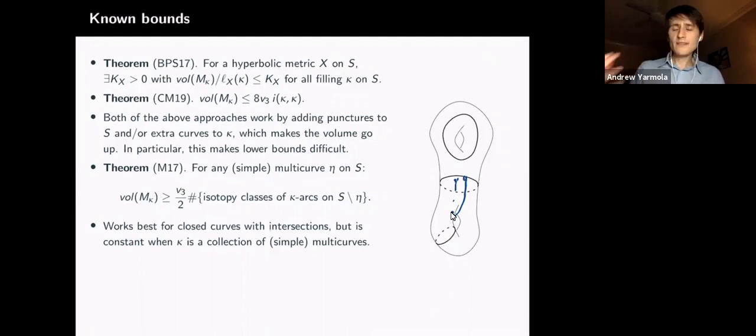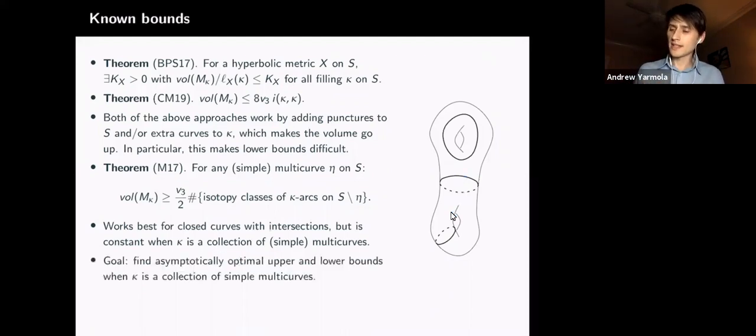And to alleviate that, well, we really wanted to understand what happens in that particular scenario. So the goal for this talk is to say, what are the asymptotic upper and lower bounds when kappa is a collection of simple multicurves? So when this lower bound fails, what can we do? When this lower bound doesn't grow in any way besides a lower bounded constant, what can we say? Can we actually say things go to infinity, and what kind of examples can we get?